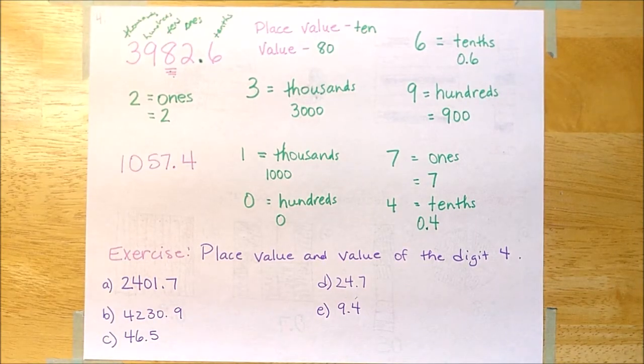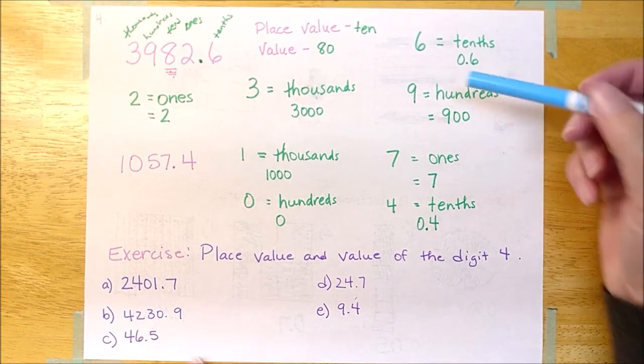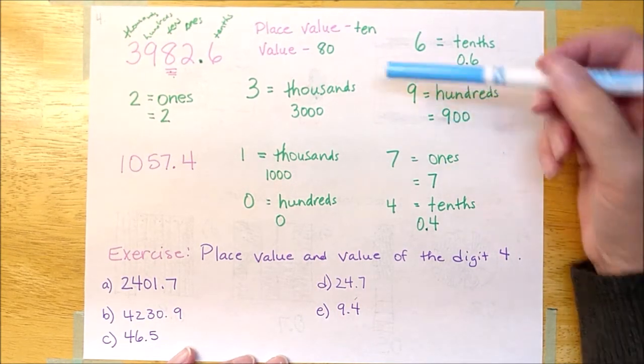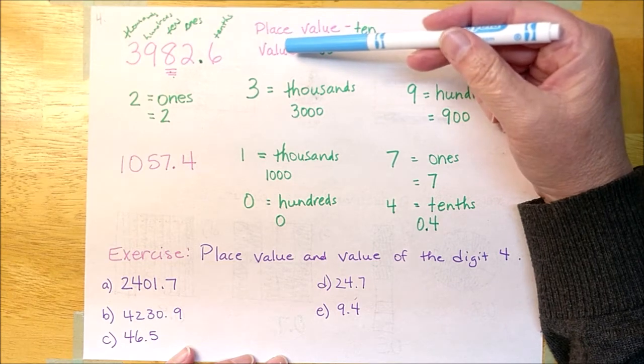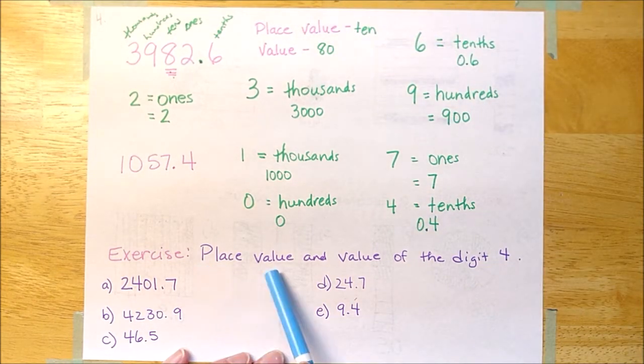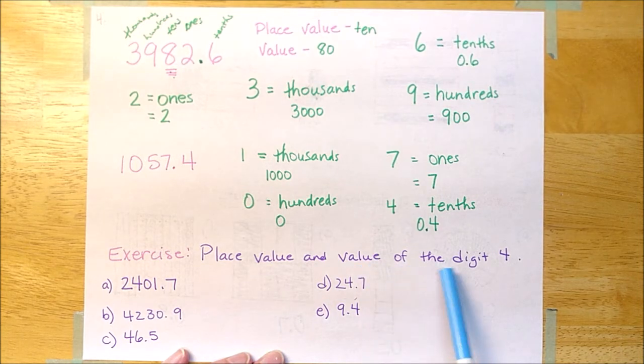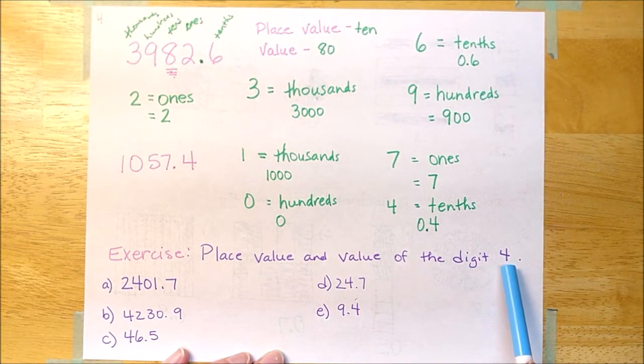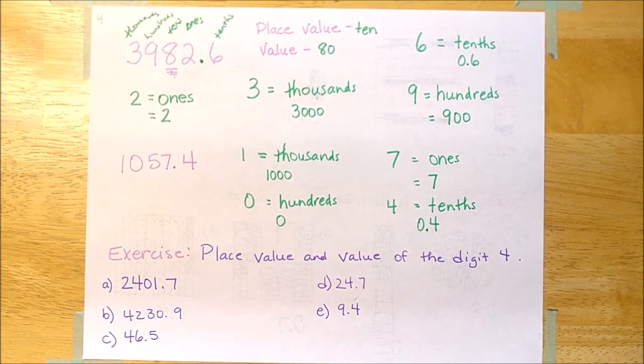Okay, we are back, and here is our exercise. So we have to think about what we were just doing up here. What was the place value and the value, because that's what this exercise asks us for. What is the place value and the value of the digit 4? So where is the 4 in each activity?